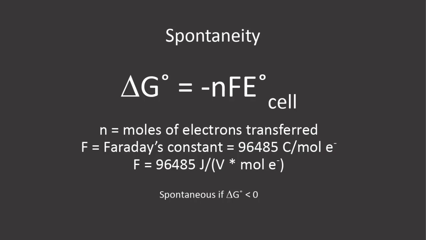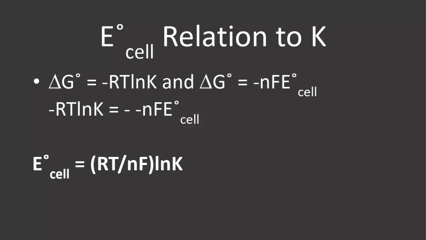But it's still the same value. So now we can relate our E cell under standard conditions to our K. From our previous chapters, we know that delta G under standard conditions is equal to negative RT times the natural log of your equilibrium constant K. And we learned in this chapter that our delta G0 is equal to negative nF times our E0 cell. So what we can do is set those two values equal to each other.